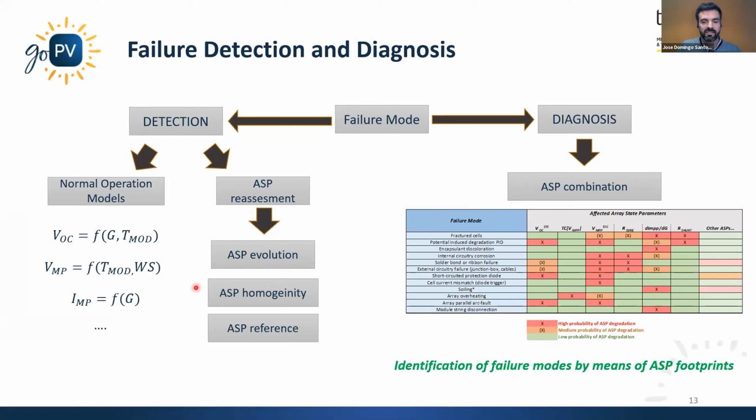On the other hand, we have a set of multiple array parameters that could be affected or not depending on the failure modes. In fact, our tool tries to do a diagnosis of these failure modes by means of what we call an array state parameters footprint. So basically, we define an array state parameters footprint for each type of failure mode.